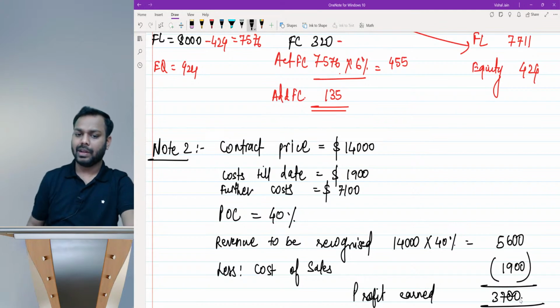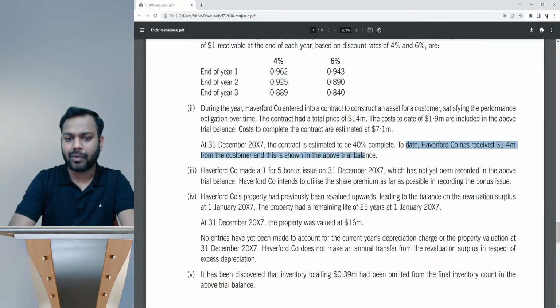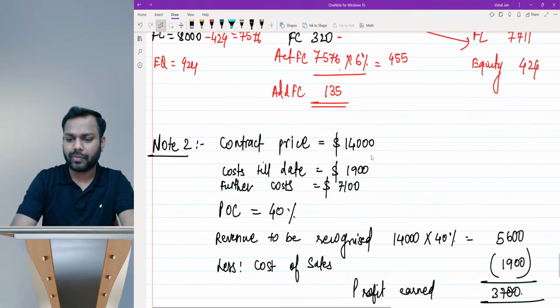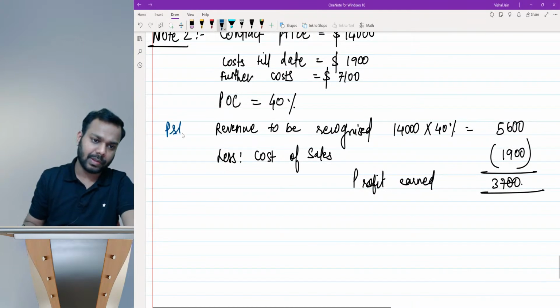But now we should not forget one more thing. It says that to date, Haverford company has received 1.4 million from the customer, right? So what we have to understand here is, this is the P&L impact.